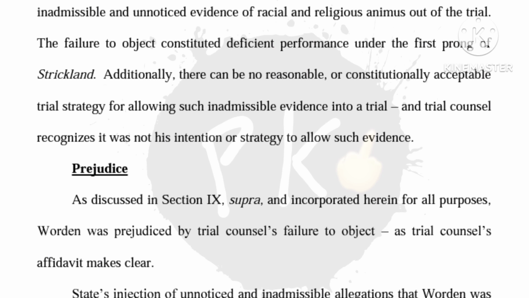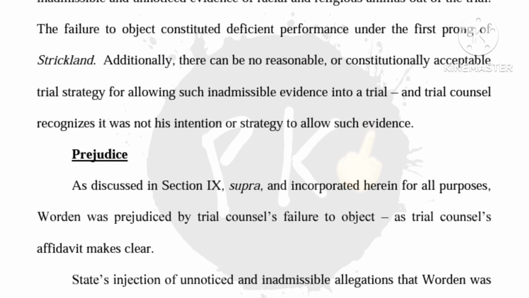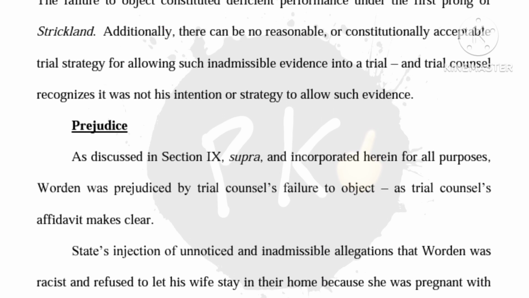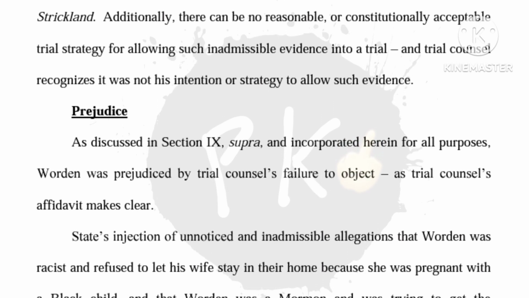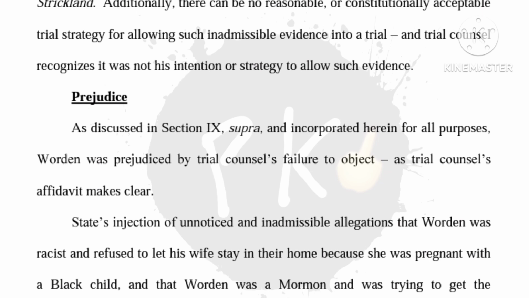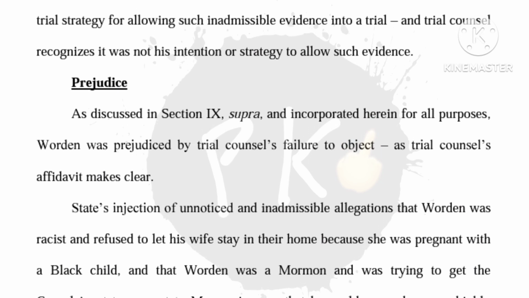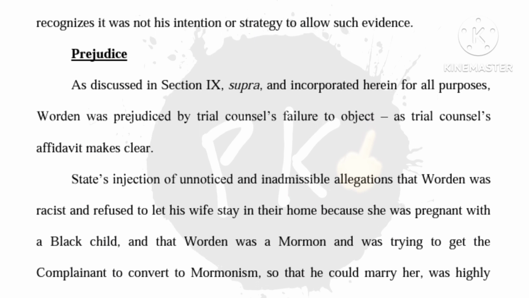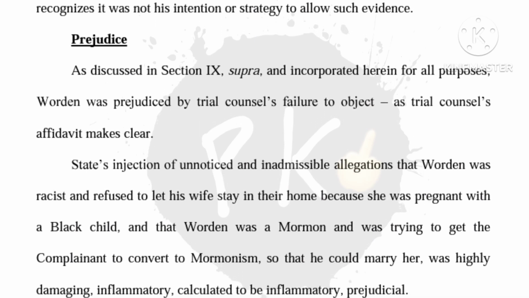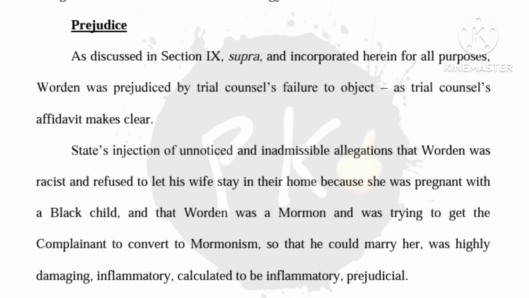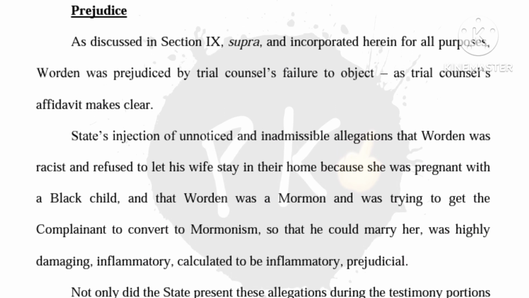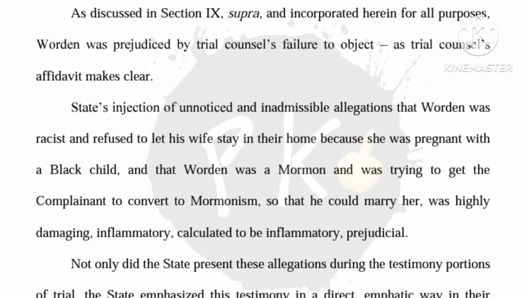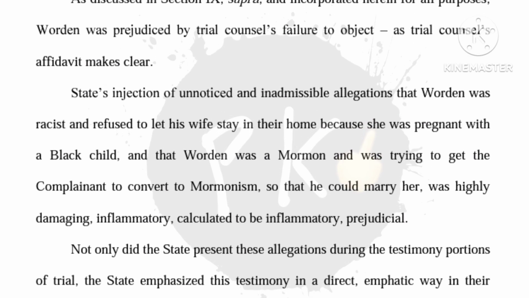The failure to object constituted deficient performance under the first prong of Strickland. Additionally, there can be no reasonable or constitutionally acceptable trial strategy for allowing such inadmissible evidence into trial, and trial counsel recognises it was not his intention or strategy to allow such evidence. Prejudice. As discussed in Section 9 and incorporated herein for all purposes, Worden was prejudiced by trial counsel's failure to object, as trial counsel's affidavit makes clear.